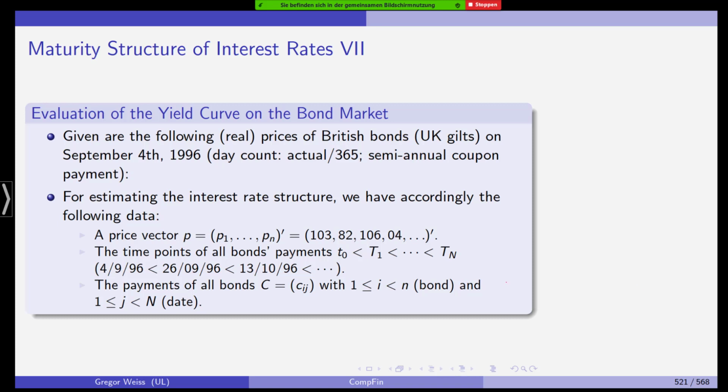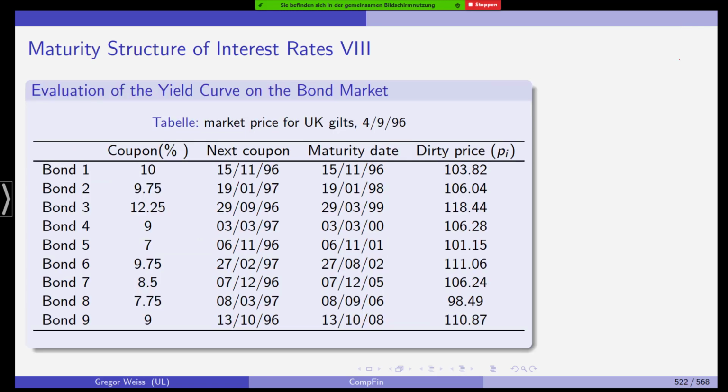This one is given. For example, the first price is, I think it should be a point here, 103.82, 106.04, and so on. We do have the points in time for all bond payments, and actually this is where this gets nasty. Why? Because these dates do not match from bond to bond. So you have to consider all dates. And C will be a matrix with a lot of zeros, a very sparse matrix. And we have the payments and the bonds. So this is the cash flow matrix C for our calculation.